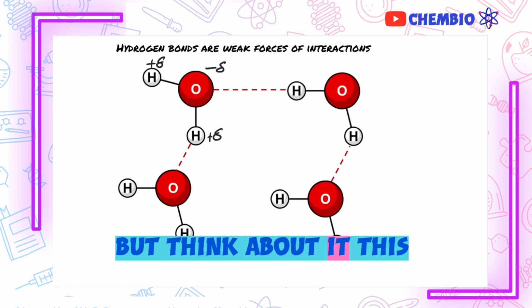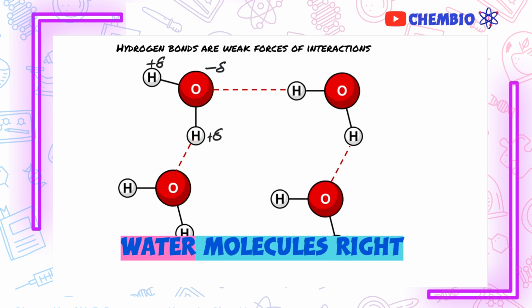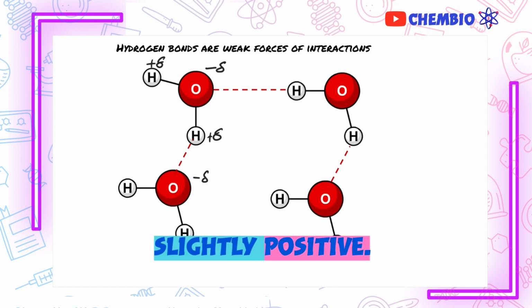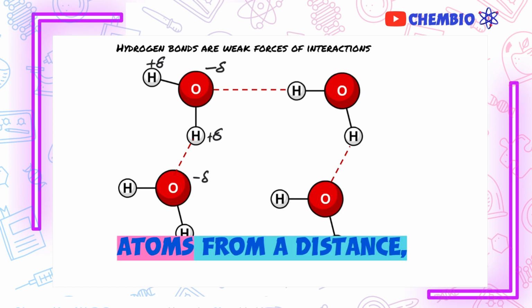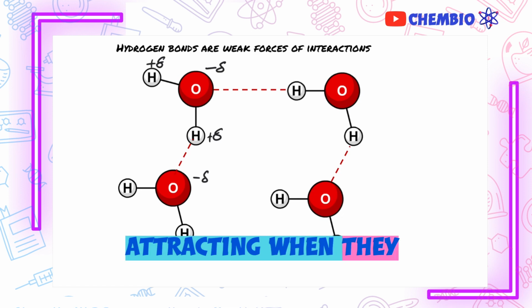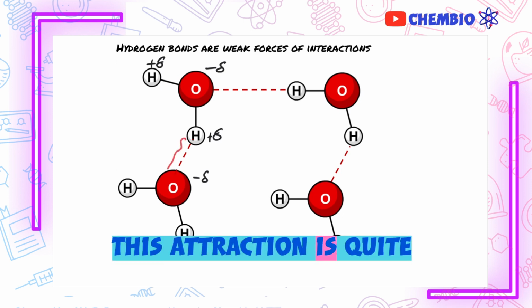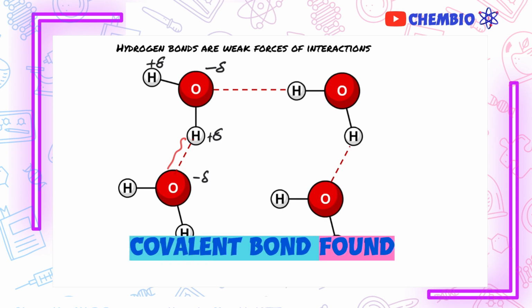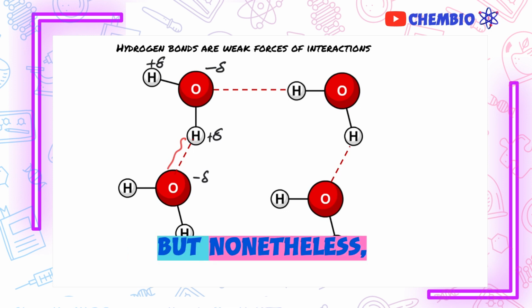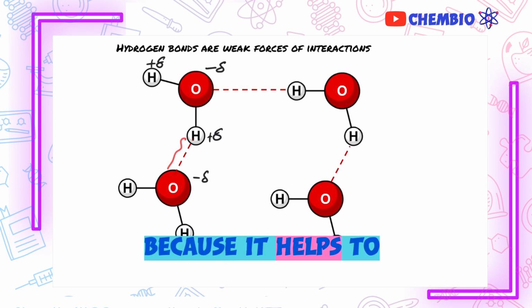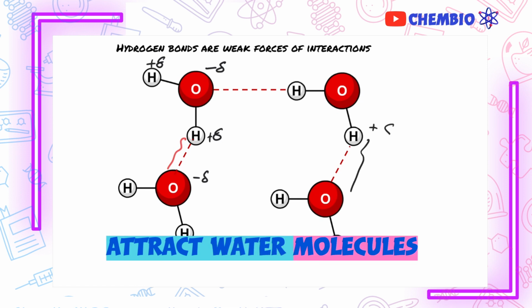But think about it this way. What if I had many water molecules right next to each other? This oxygen is slightly negative, the hydrogen nearby is slightly positive. So what would those two atoms do to each other from a distance? They will start attracting. This attraction is quite weak, much weaker than the covalent bond found within the water molecule. But nonetheless, this weak attraction is quite significant because it helps to attract water molecules to each other.